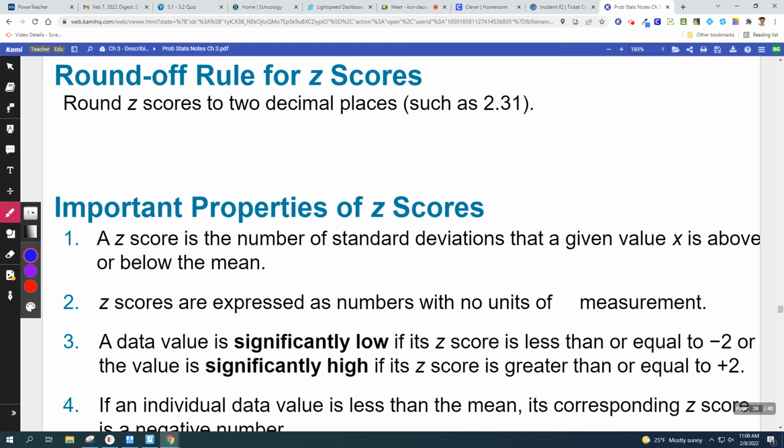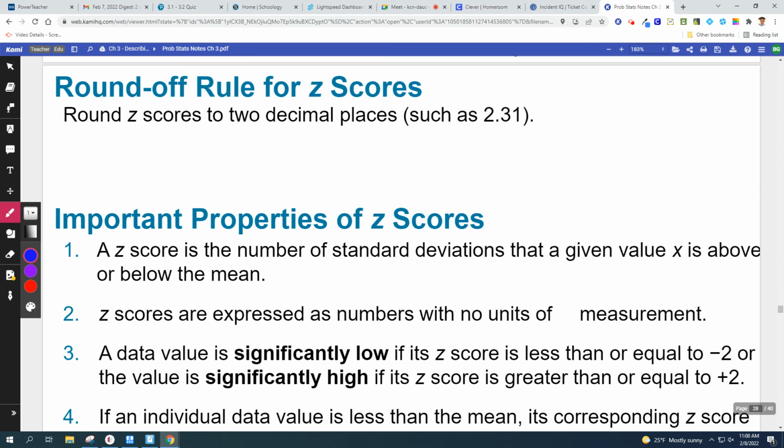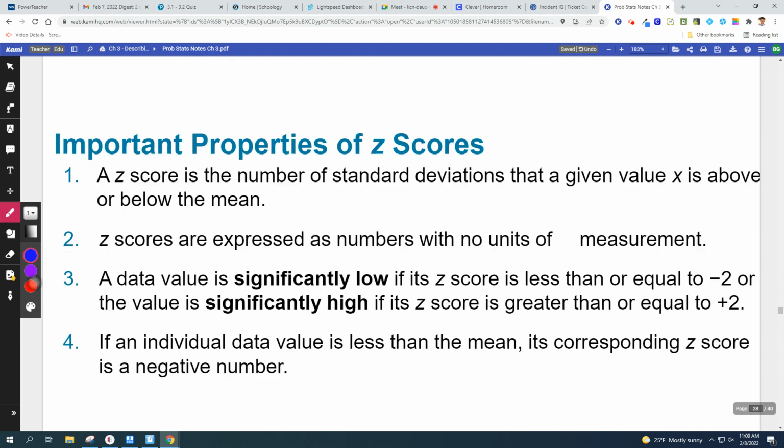Round z-scores to 2 decimal places. I think there was a question on your quiz that people missed because of the rounding rules. I know the rounding rules are kind of tricky sometimes, but here we are, round to 2 decimal places.